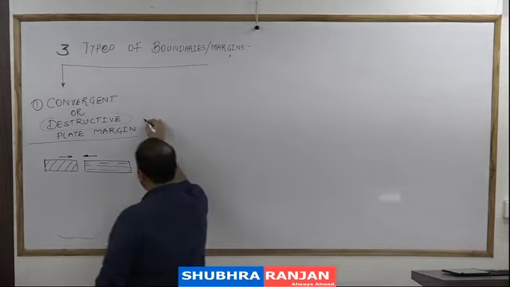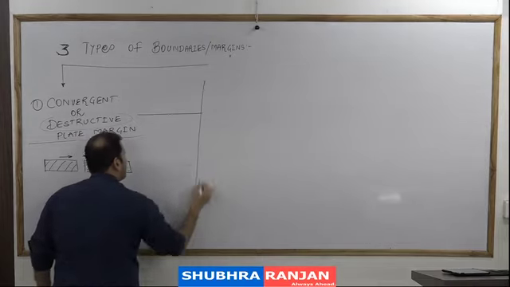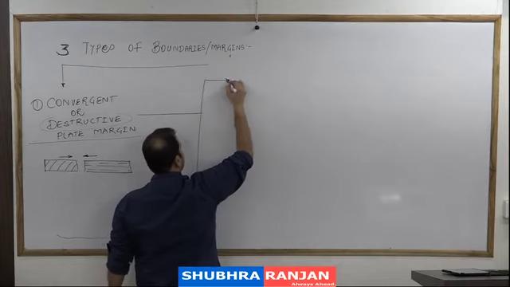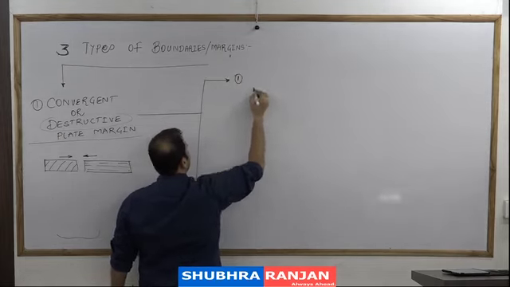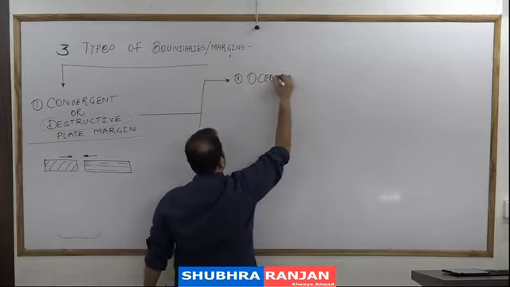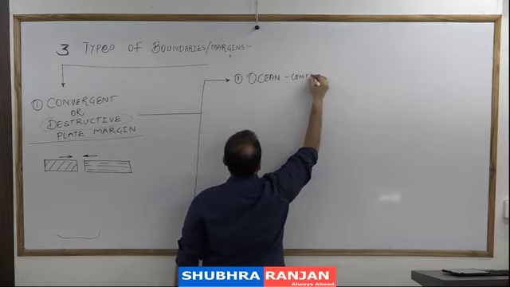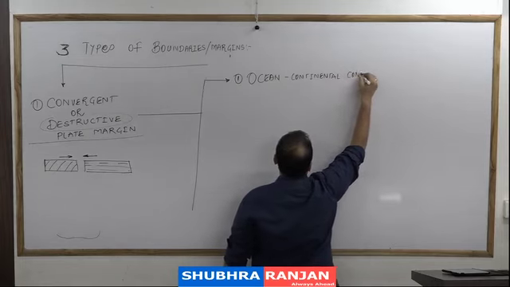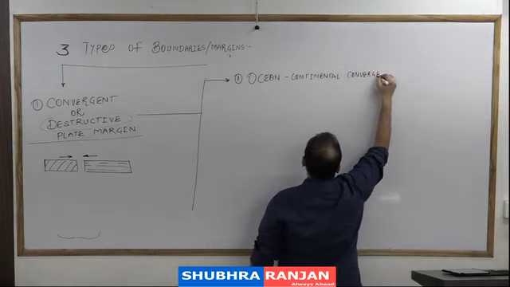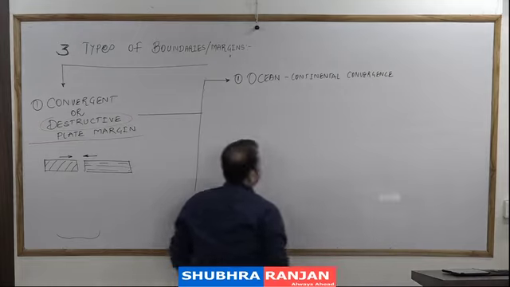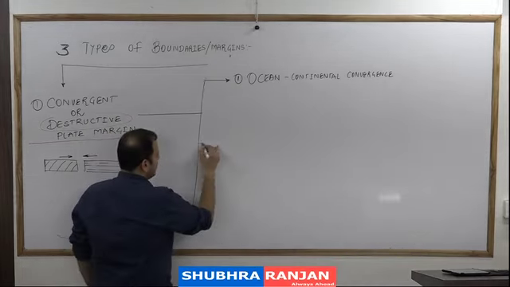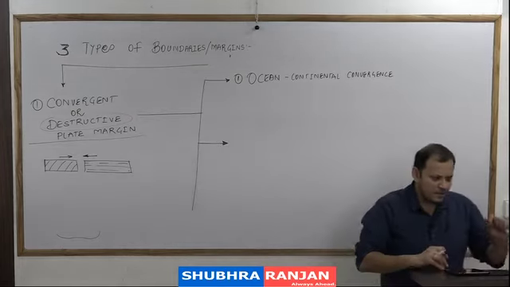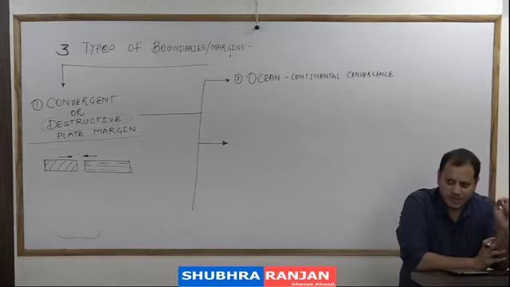The convergent plate boundary is of three types. So, we will start first with the convergent plate boundary. It is of three types. One, ocean continental convergence. That is, one part is oceanic, the other part is the continental plate, continental margin, and therefore we will call this an ocean continental convergence.